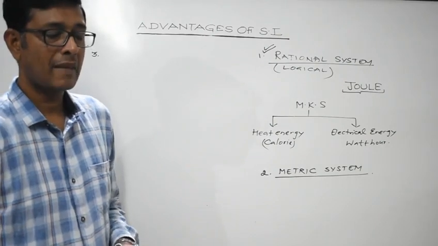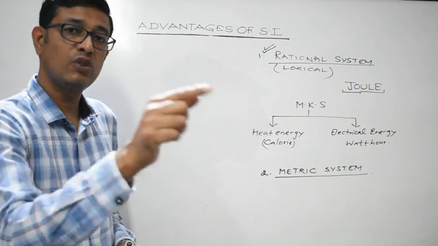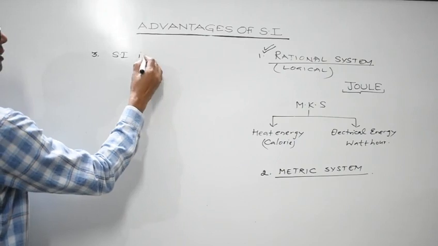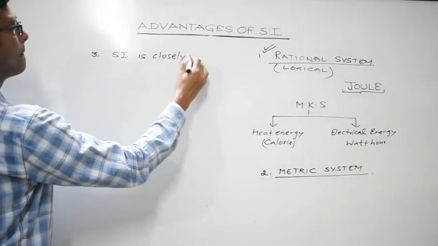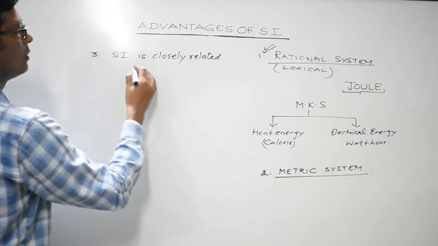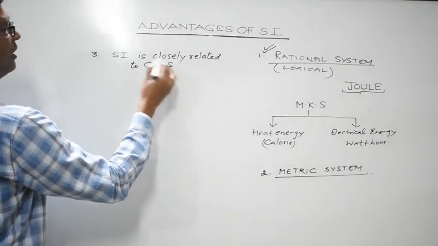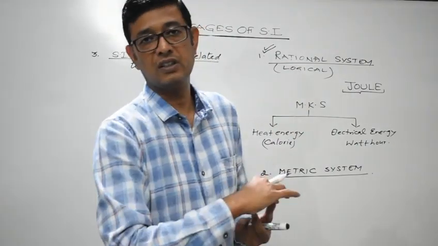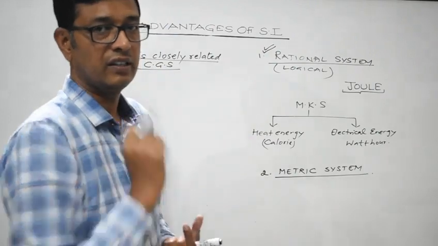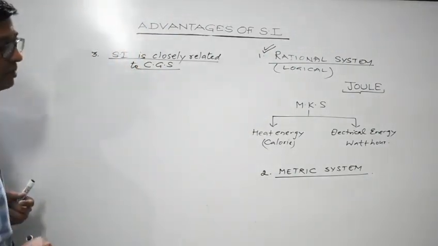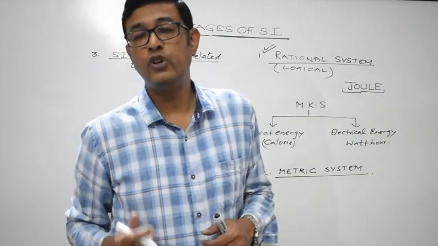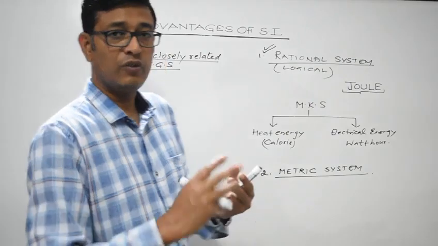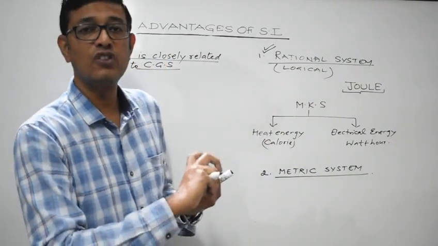Third is, SI is closely related to CGS. Okay, I'll give you an illustration again. It means SI units can be easily converted into CGS or vice versa. CGS units can be easily converted into SI. This is a very important advantage. I'll give you an example. The SI unit of force is Newton. The CGS unit of force is dyne, right? So we can easily find out the relationship between them.